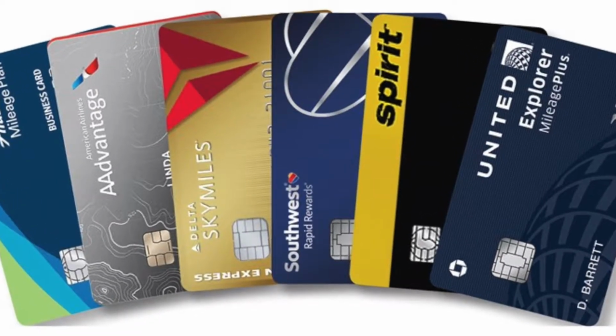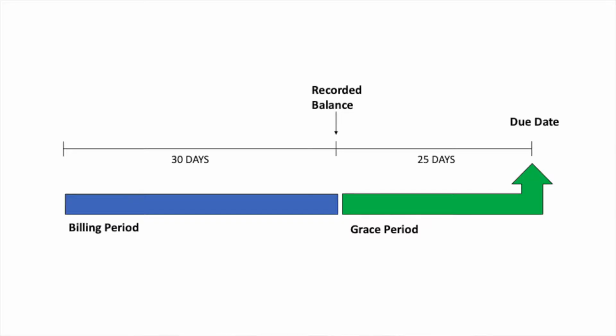Our credit cards have 2 periods, our billing period and our grace period. We accumulate expenses and a balance when we're in our billing period. And when our billing period closes, a balance is recorded. That balance is due in full at the end of the grace period, on the due date. No matter how much you pay, if you don't pay in full, you will be charged interest on the full balance recorded on the recording date. This is something that's very important to remember and understand.